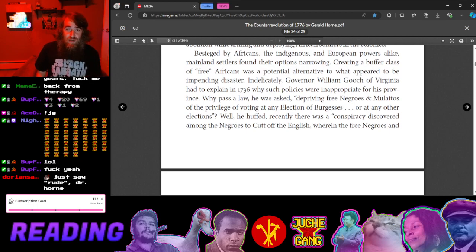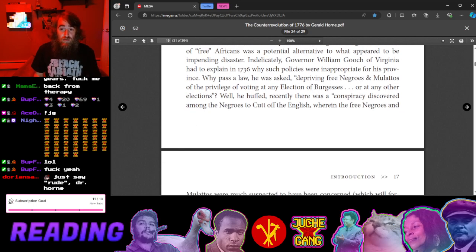Besieged by Africans, the indigenous, and European powers alike, mainland settlers found their options narrowing. Creating a buffer class of free Africans was a potential alternative to what appeared to be an impending disaster. Indelicately, Governor William Gooch of Virginia had to explain in 1736 why such policies were inappropriate for his province.